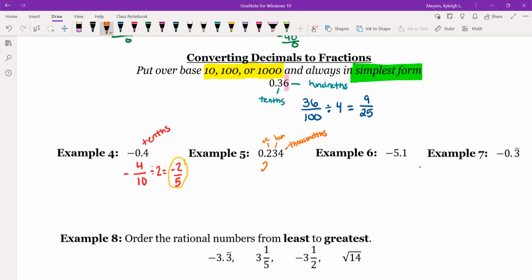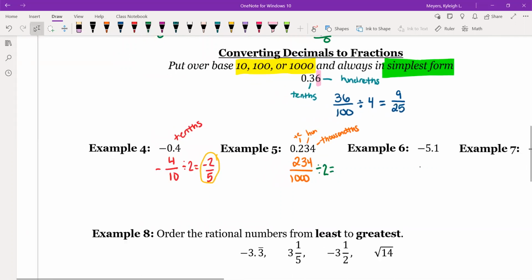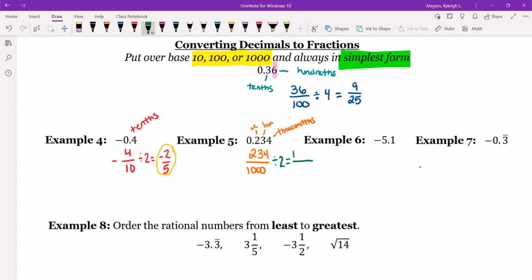So we would do 234 over 1,000. And then think about, what can I divide those both into? I don't really know. So I'm going to start by dividing by 2 because I know they're both even. And 2 divided by 2 is 1. 34 divided by 2 is 17. 1,000 divided by 2 is 500. And then I know I can't simplify that any further.